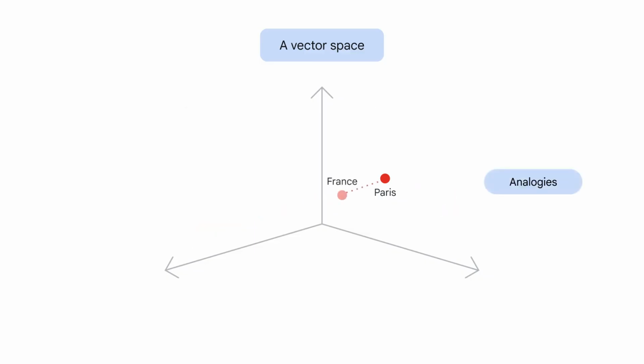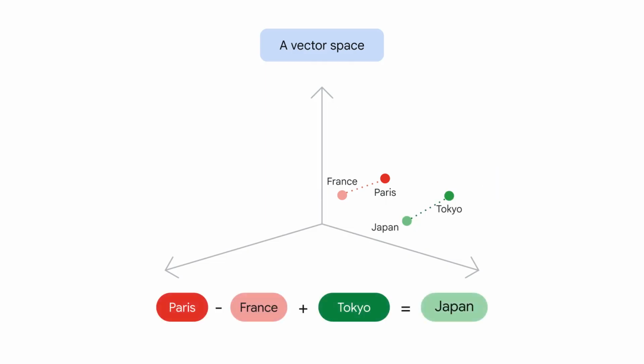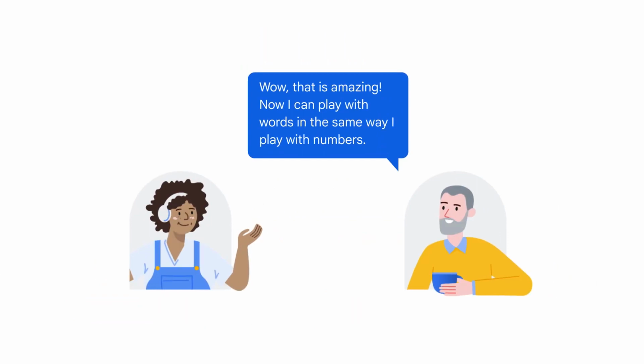You can even capture the analogy between words. For example, the distance between Paris and France is similar to the distance between Tokyo and Japan. Now you have Paris minus France plus Tokyo equals Japan. Wow, that's amazing. Now I can play with words in the same way I play with numbers.